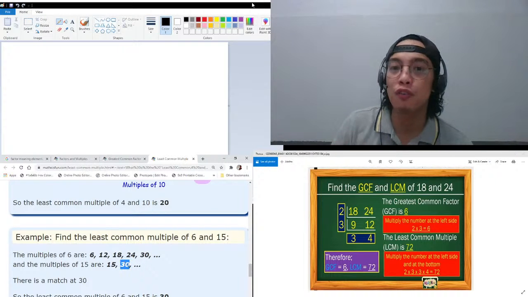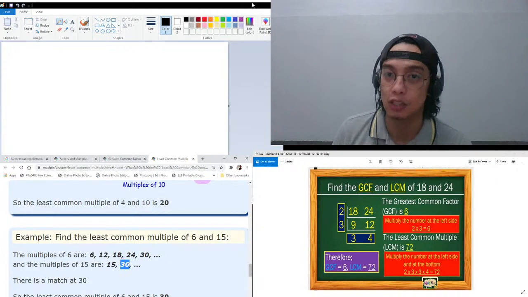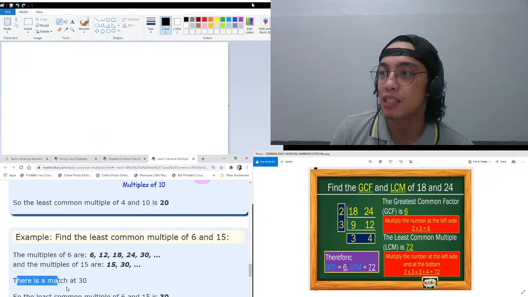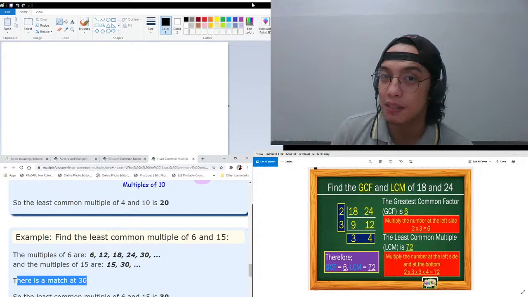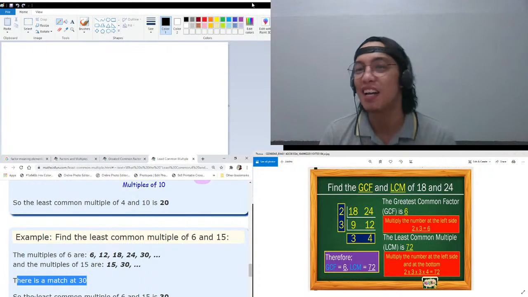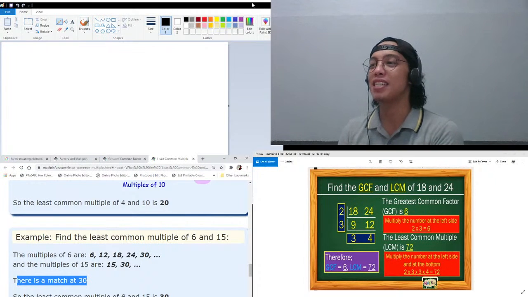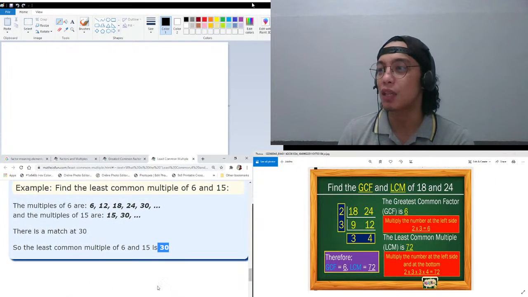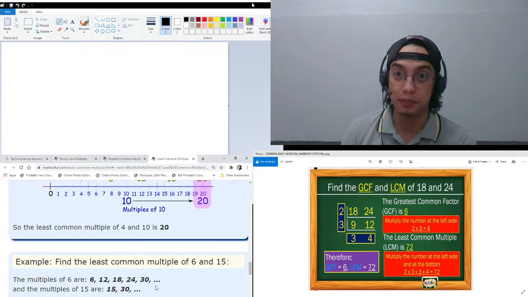We don't need to go further, at least we have found it. So 30 and 30, there is a match. At least the multiple matches, no? So the least common multiple of 6 and 15 is 30. Okay? That is the meaning of the least common multiple.